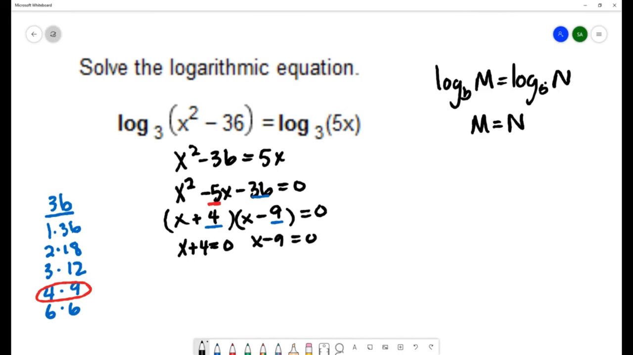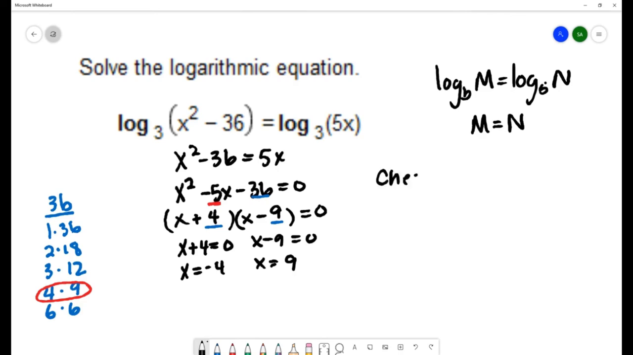I got it factored to be x plus 4 times x minus 9. And I use the zero product property to set each factor equal to 0. And that gives x equals negative 4 and x equals 9. I need to check both of these.